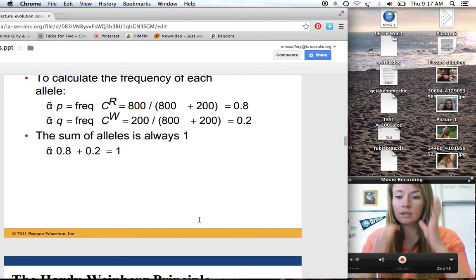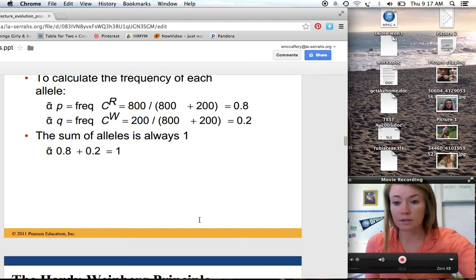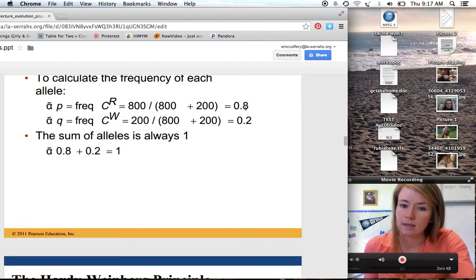So then to find the frequency, our P and our Q of each allele, all we do is divide the number of alleles by the total number of alleles. So the P is the frequency of the red allele. So it's 800 divided by 1,000, because there's a total of 1,000 alleles, because there's 500 individuals and they each have 2 alleles. Gives us a probability, a frequency of 0.8. So 80% of the alleles in a population are red.